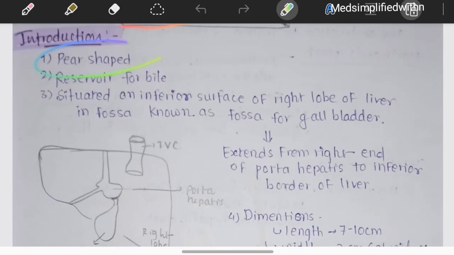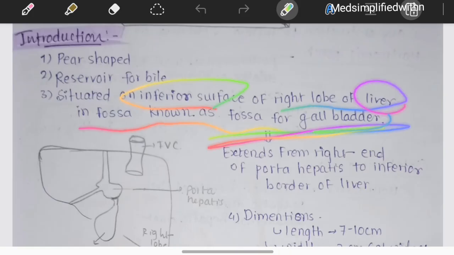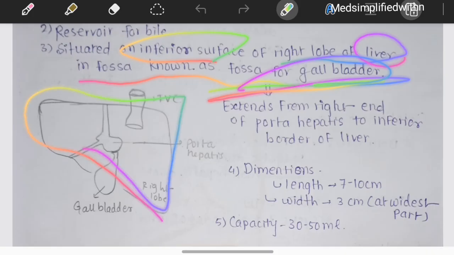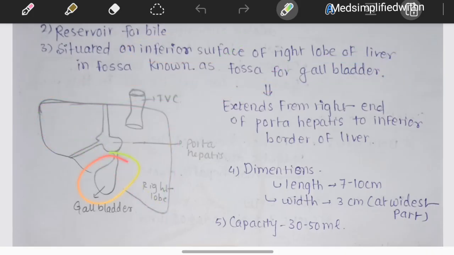Gallbladder. It is the pear-shaped reservoir for bile situated on the inferior surface of the right lobe of the liver in the fossa known as the fossa for the gallbladder. Here is the liver from the posterior side, the back side, and here it has the fossa for the gallbladder, and here is the gallbladder. It extends from the right end of the porta hepatis to the inferior border of the liver.